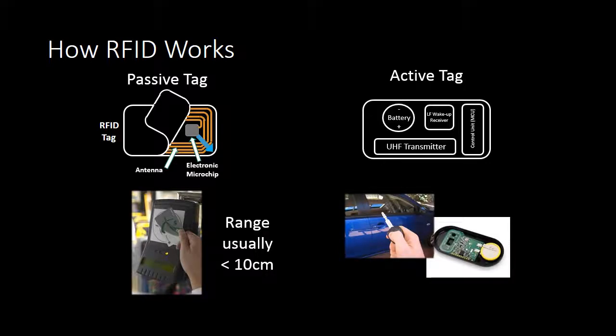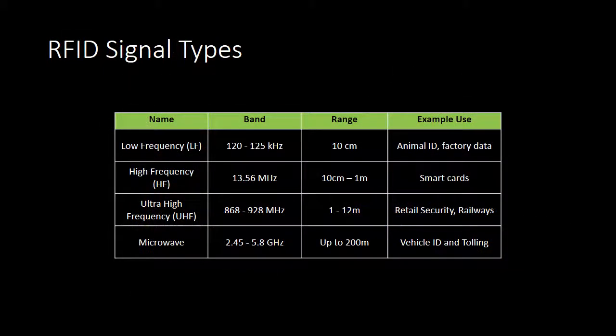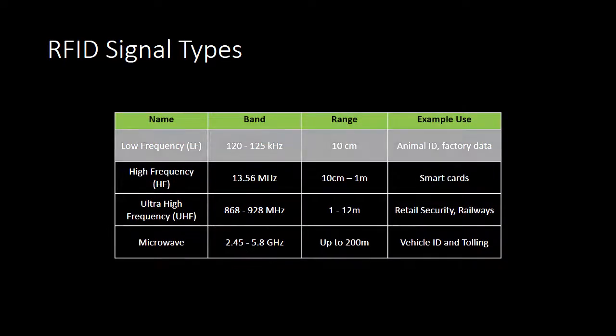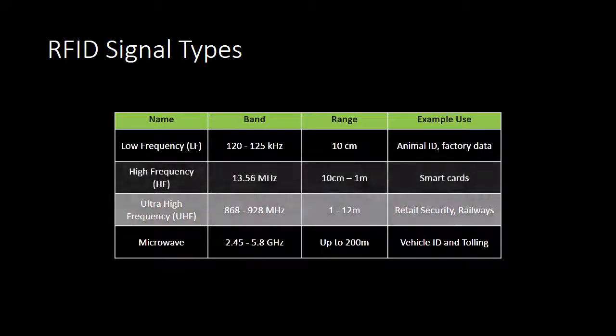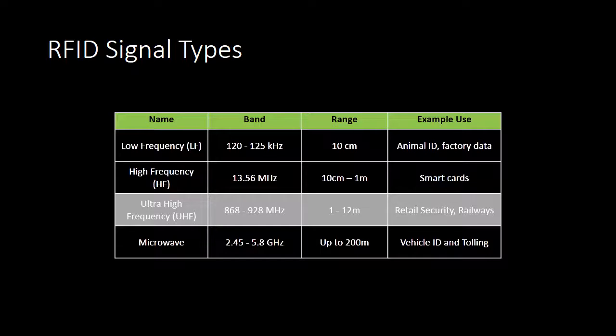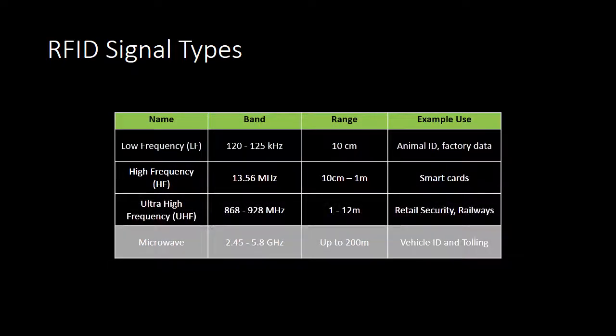There are also active tags which have a battery and some more advanced chips. These tags can send and receive information over more than 10 meters, according to the frequency, tag sensitivity, and antenna size. Both the reader and the tag will transmit radio signals at a certain frequency so that they can talk to each other. There are three main types of RFID signals: low frequency, LF, high frequency, HF, and ultra high frequency, UHF. Microwave systems are also available and generally used in road tolls.